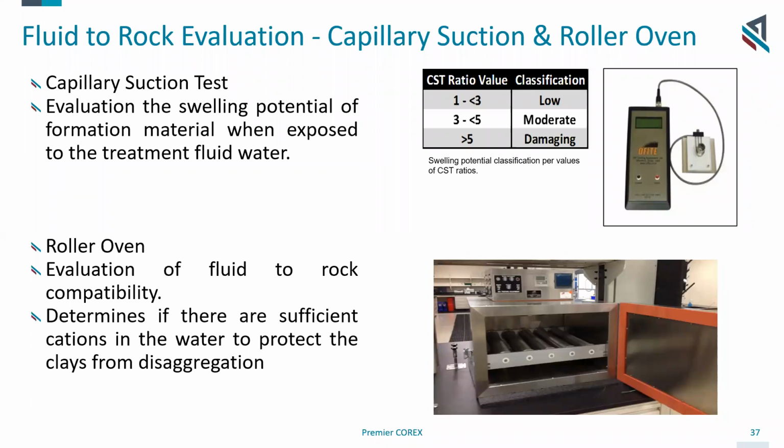The roller oven does a similar test in which sieved cutting samples are rolled in a treatment fluid for a period of 16 hours, and then they're re-sieved, and we see if there's any change in the distribution. Basically, has the sample disaggregated?